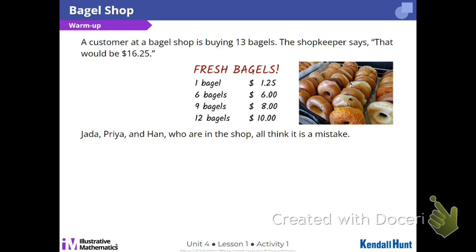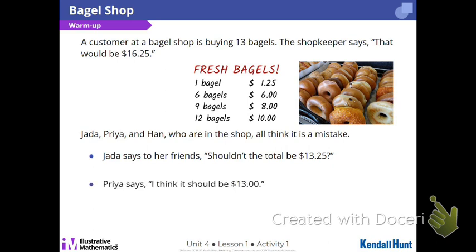And Jada, Priya, and Han all think the baker is wrong. Jada says, shouldn't it be $13.25? No disrespect, sir. Priya says, I think it should be $13. And Han says, no, I think it should be $11.25. Here's what's up. They're all right. It's your job to figure out why they're all right, including the shopkeeper. Who can talk us through how the shopkeeper is correct?